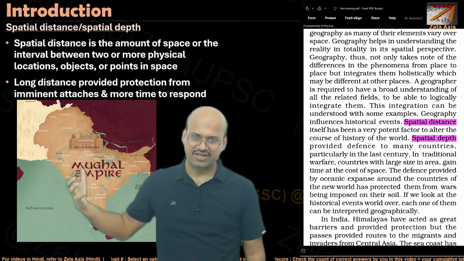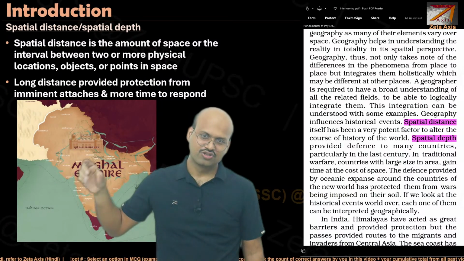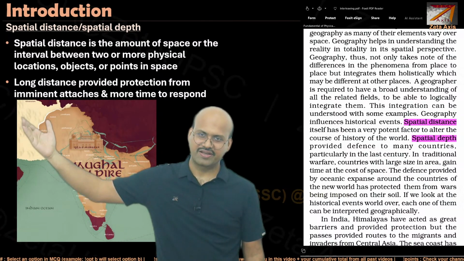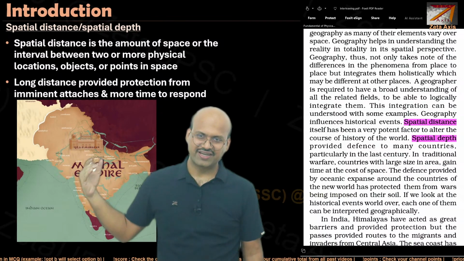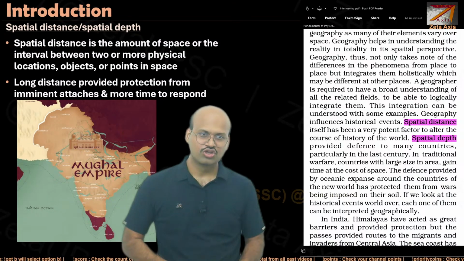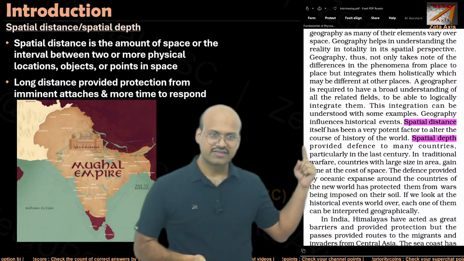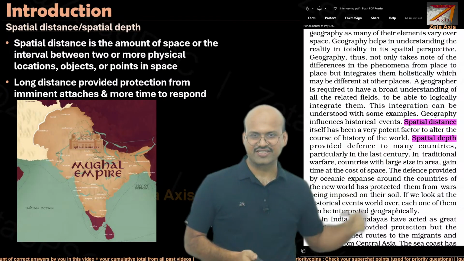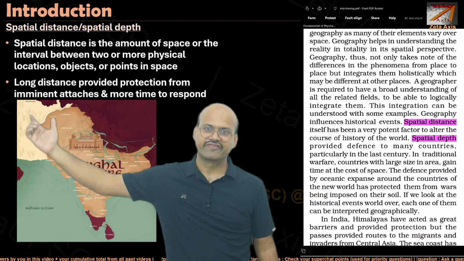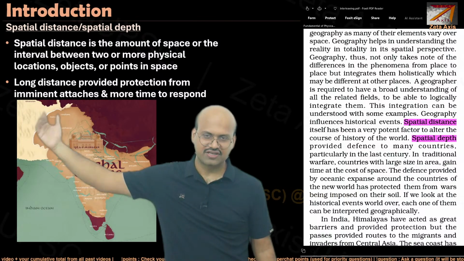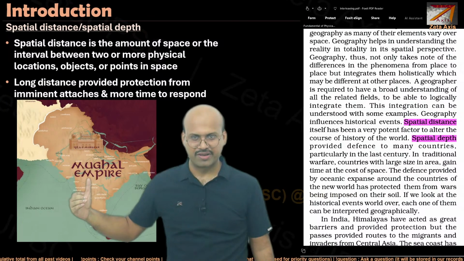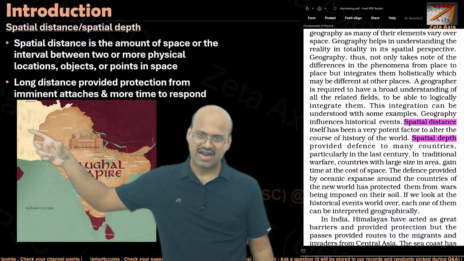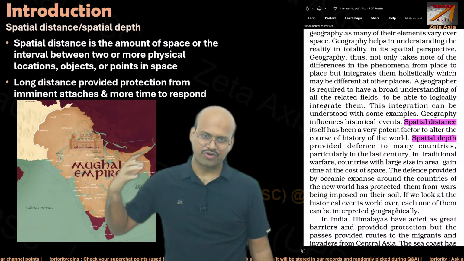For example, we are taking the Mughal empire. The Mughal empire was very big, and this is the Persian empire, suppose. You can see that this distance is the spatial distance. It says that spatial depth provided defense to many countries, particularly in the last century. If the Persian empire wanted to attack the Mughal empire, then because of the large size and large distance of the Mughal empire, it would have some sort of protection.